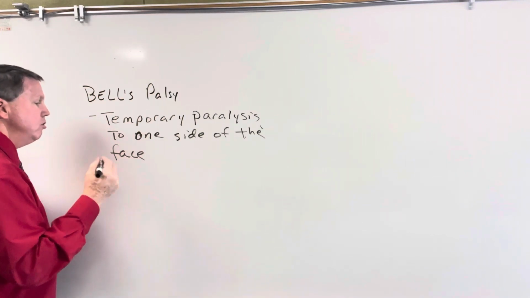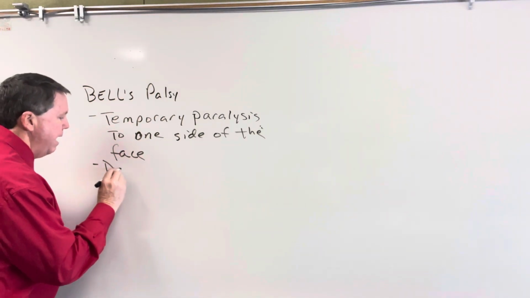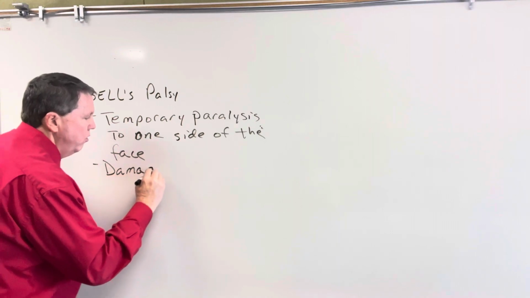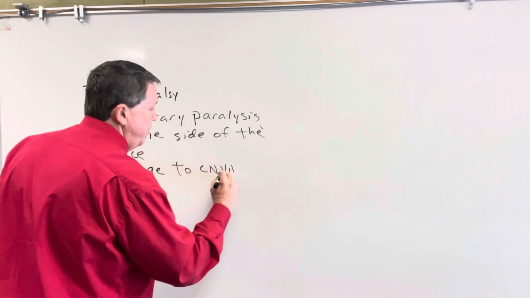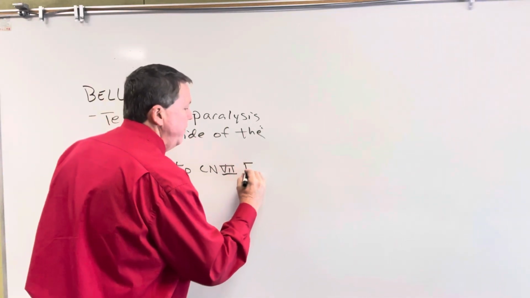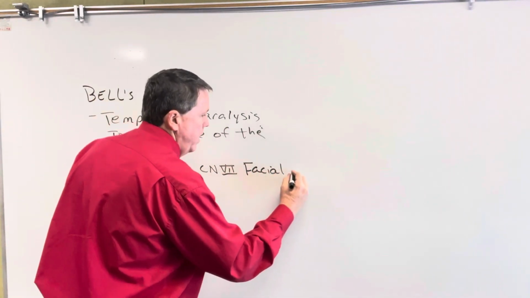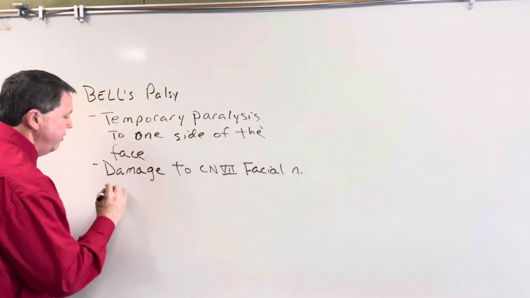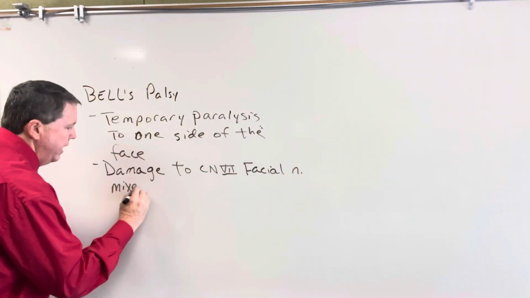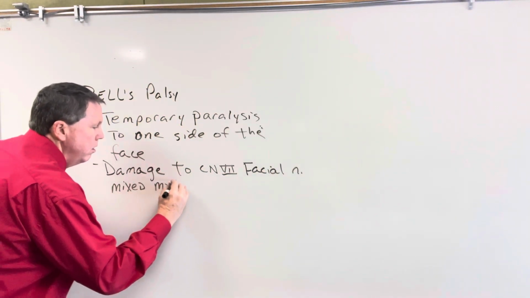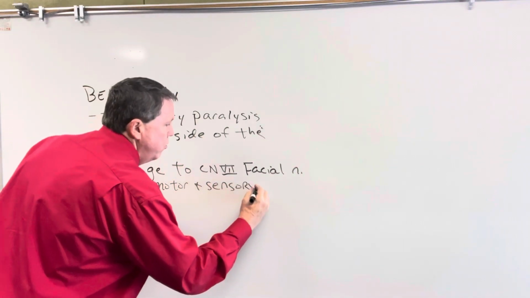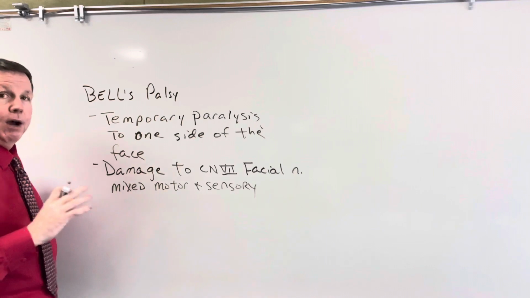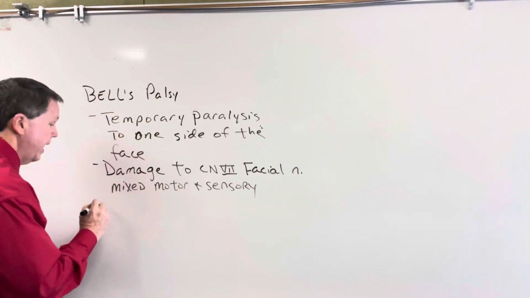Now, it's usually due to a disruption or damage to cranial nerve 7. And if you recall, cranial nerve 7 is the facial nerve. Cranial nerve 7 is a mixed nerve, so what we mean by mixed is it's both motor and sensory. We're going to go through the sensory and motor portion of it in a little bit, okay?